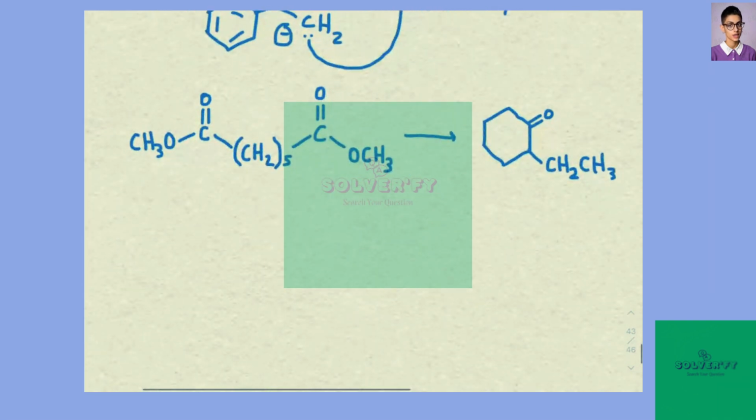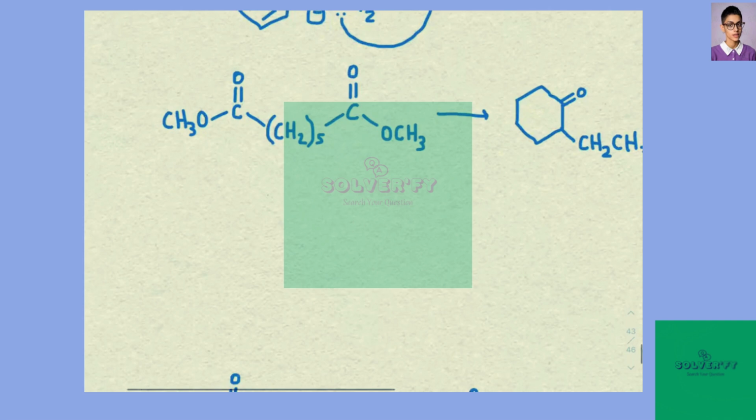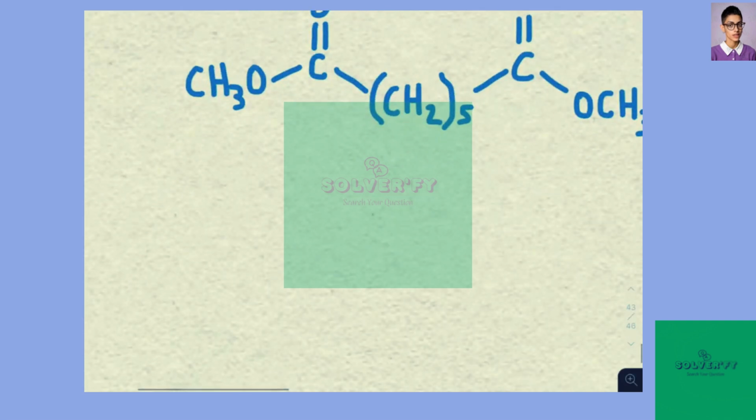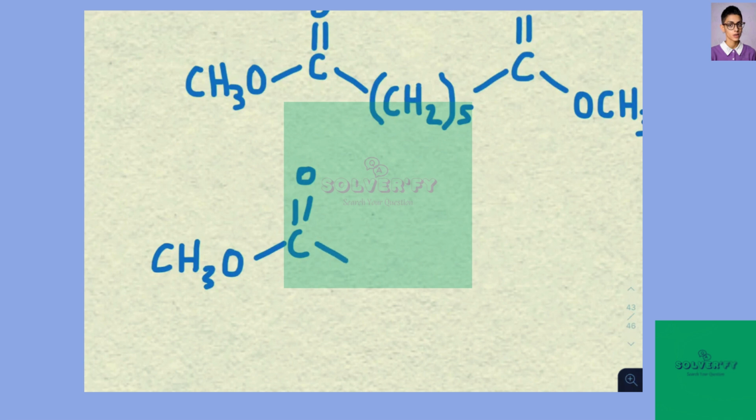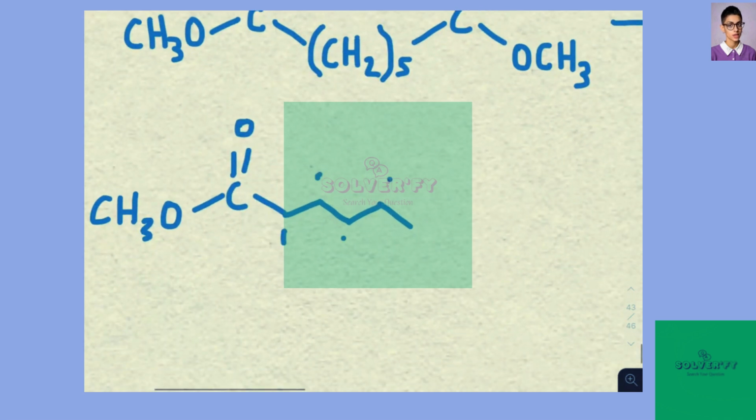Next up, we have this one. First, I noticed that I have this CH2 in parentheses with 5, which might be a little confusing, so I'm going to redraw this into its corresponding compound. I'm going to have CH3O connected to my carbon, connected to my carbonyl, connected to 1, 2, 3, 4, 5 carbons right here. Then on that fifth carbon, I'm going to have the connection to this carbonyl right here with OCH3.